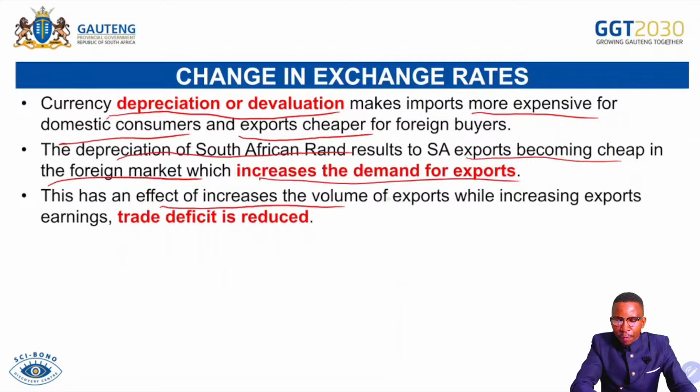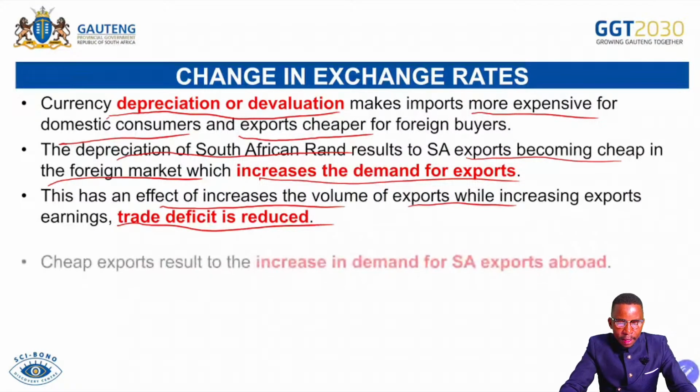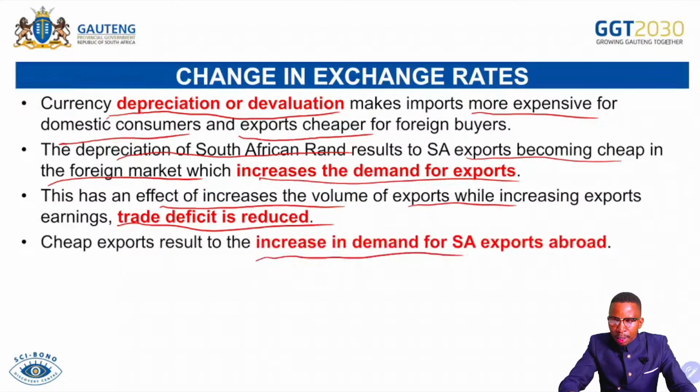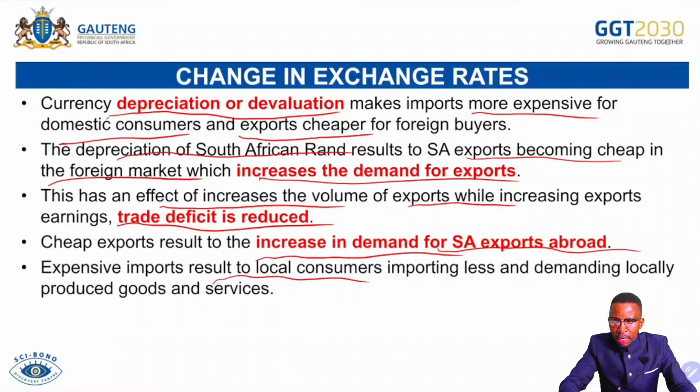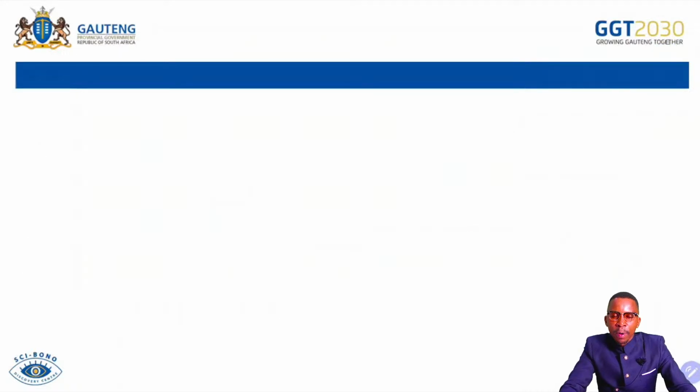This has the effect of increasing the volume of exports while increasing the export earnings. The trade deficit will be reduced. Cheap exports result in increasing demand for South African exports abroad. If our exports are cheap, there will be more demand for our goods abroad, which means more goods are demanded in the foreign countries. Expensive imports result in local consumers importing less of those goods and services produced abroad, which will result in a trade surplus in our balance of payments.